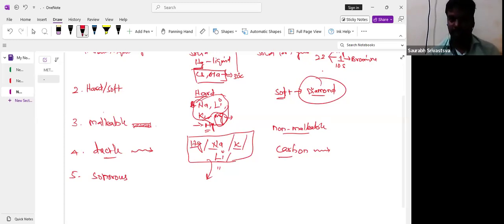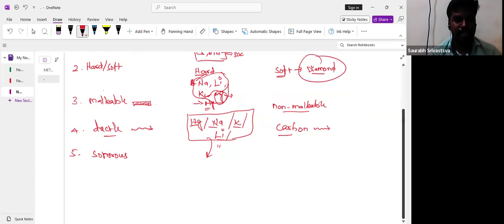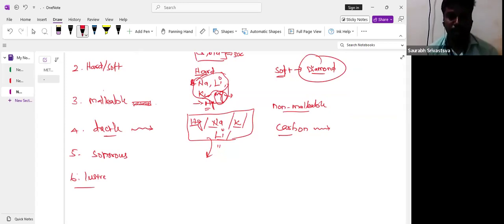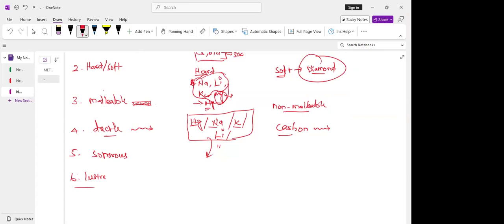And next, luster nature, lustrous nature. Luster nature means brightness. If it is gold, the brightness won't become dull. So luster nature means brightness, as opposed to a dull nature. Here, metals are generally bright.